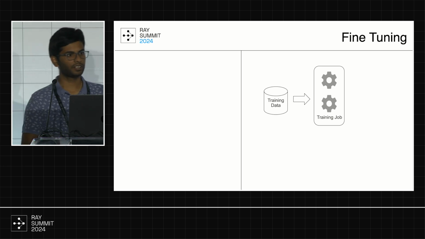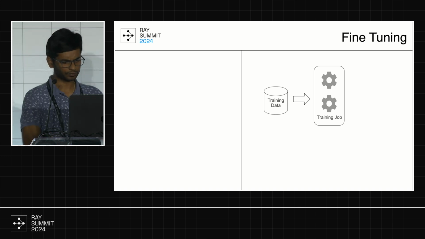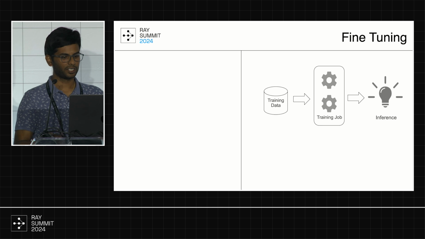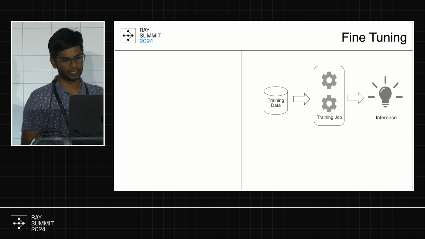We originally started with Kubeflow to fine-tune our models. As the complexity and the training data increased, we moved to Ray, and it's been scaling pretty well so far. Once we fine-tune the model, the next step is inference. We'll talk about inference in more detail later.